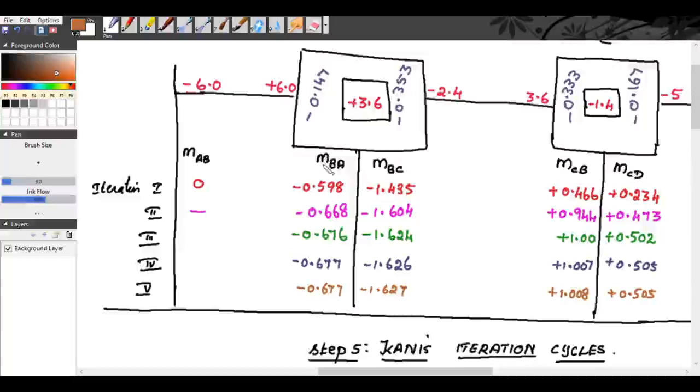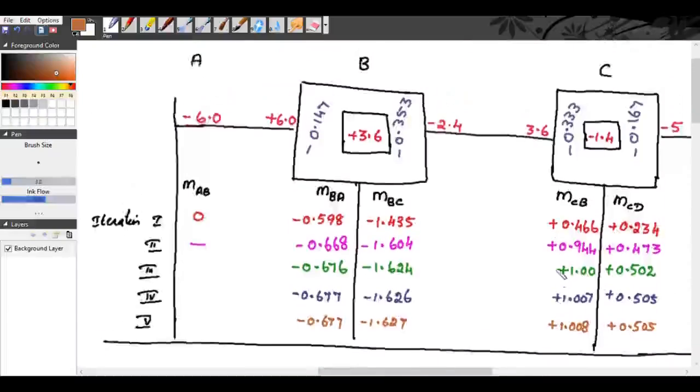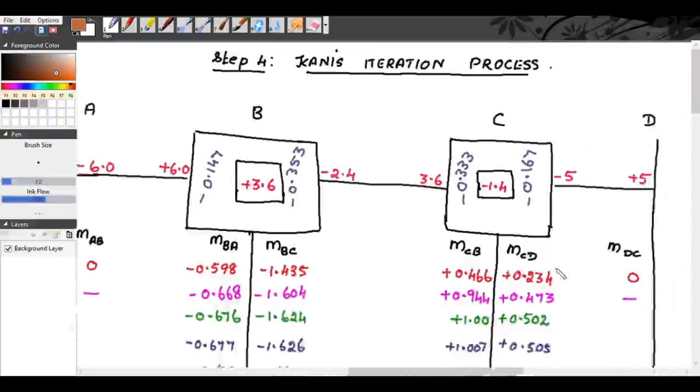See, the final values: MBA is equal to minus 0.677. MBC will be equal to minus 1.627. MCB is plus 1.008 and MCD is plus 0.505. Okay, so these are our final contributions of rotational components. So we will write the final contribution of rotational components. That will be our step 6.